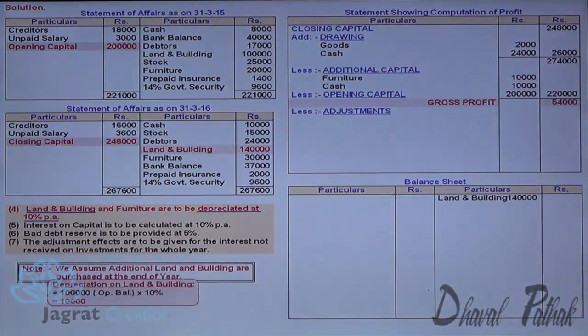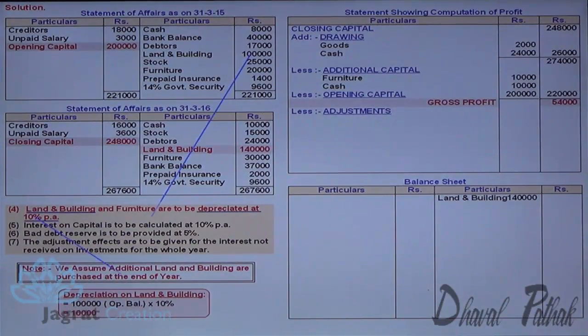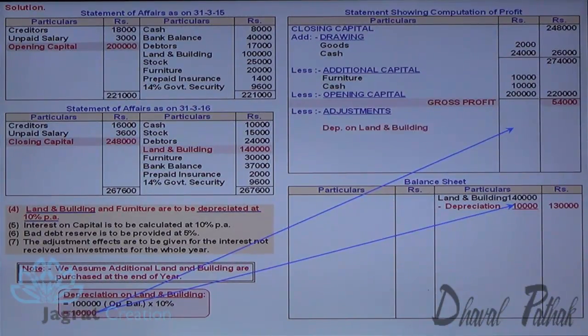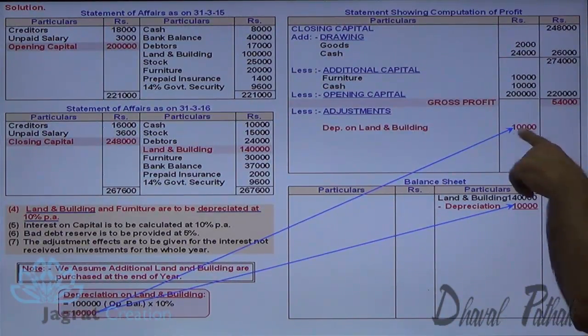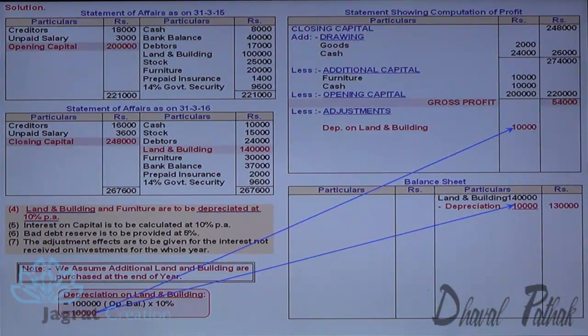So depreciation on opening balance, 1 lakh into 10%, 10,000 deducted, and to that extent gross profit declines. So 10,000 is deducted from gross profit 54,000 because of depreciation on land and building. So this is a presumption that has been made. Addition occurred at the end of the accounting period.